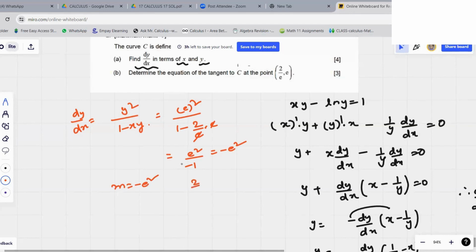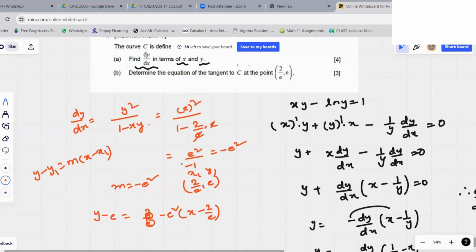And the point is (2 by e, e). Now, what is the equation of the line? You can use the slope-intercept form or point-slope form, right? I will write the point-slope form as y minus e is equal to minus e square times (x minus 2 by e). Why? Because what is the point-slope formula? y minus y1 is equal to m times (x minus x1). So I take this as (x1, y1) and write it as y minus e. So this is the equation of the tangent.